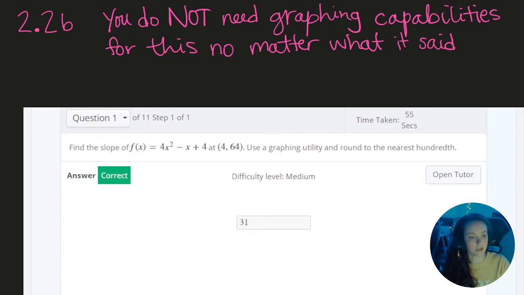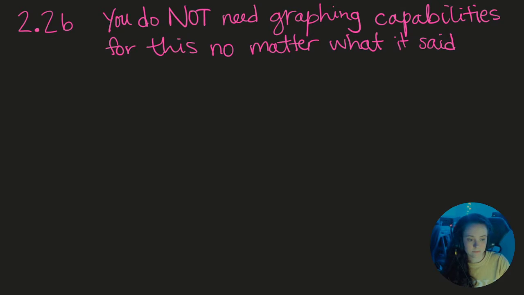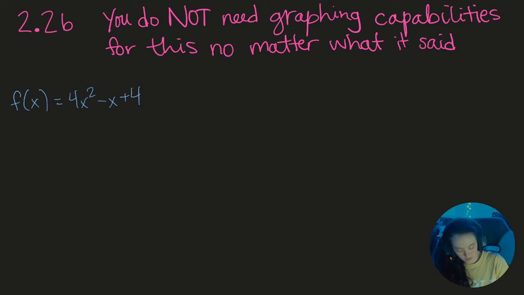It should be just like I just said in the basics video. So we're going to solve it. Should be easy. Alright, so our problem says f of x, and I will not write that for all of them, but I will write it for a couple. f of x is equal to 4x squared minus x plus 4 at the point (4, 64). Okay?